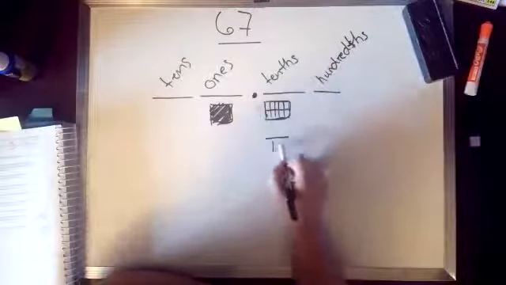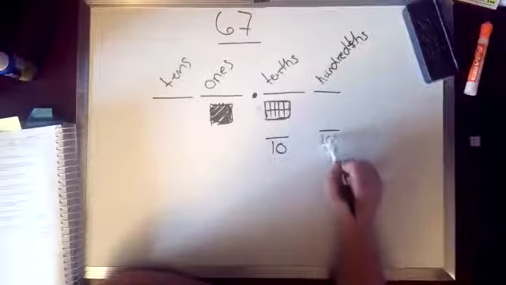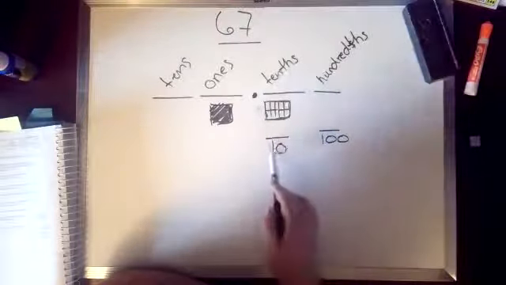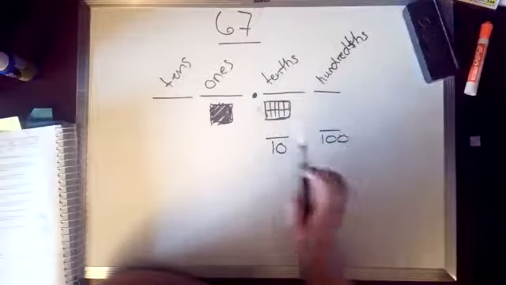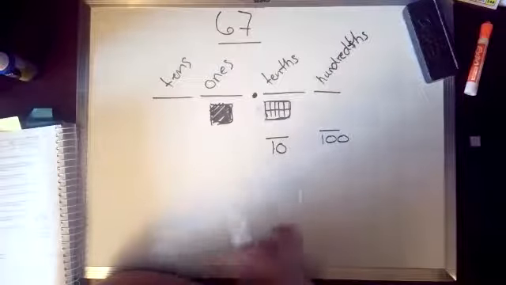That means that this fraction has 10 as the denominator. This fraction has 100 as the denominator, because it is the tenths column and the hundredths column. 10 pieces, 100 pieces.